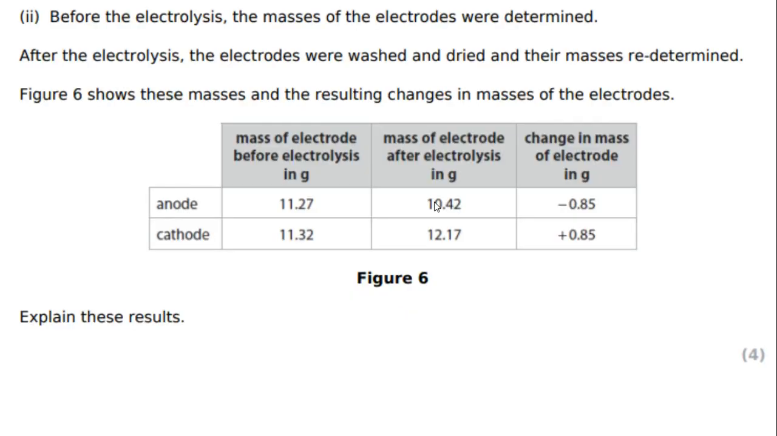Another question on the core practical. Before the electrolysis, the masses of the electrodes were determined. After the electrolysis, the electrodes were washed and dried and their masses redetermined. Figure 6 shows these masses and the resulting changes in the masses of the electrodes. And underneath the table it says, explain these results.